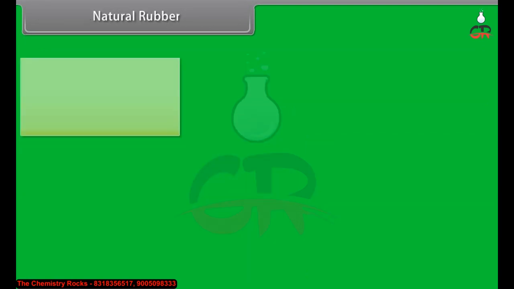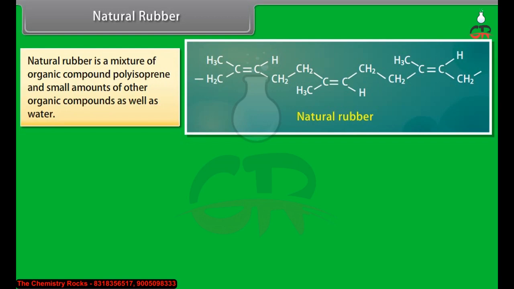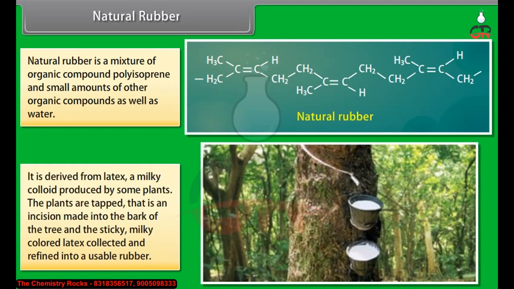Natural rubber. Natural rubber is a mixture of the organic compound polyisoprene and small amounts of other organic compounds as well as water. It is derived from latex, a milky colloid produced by some plants. The plants are tapped, that is, an incision is made into the bark of the tree, and the sticky, milky colored latex is collected and refined into a usable rubber.